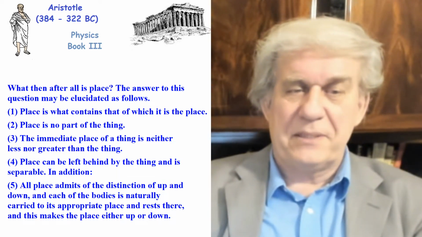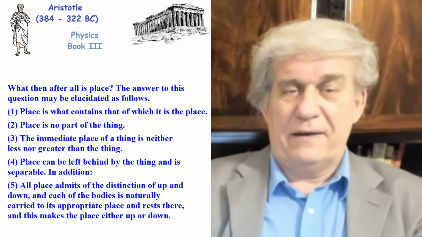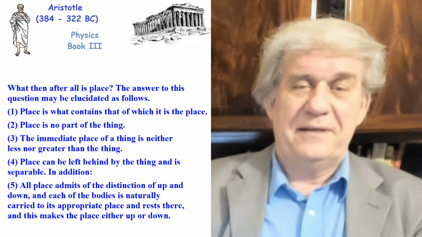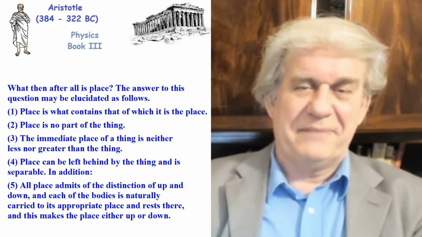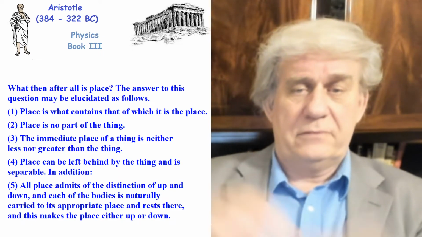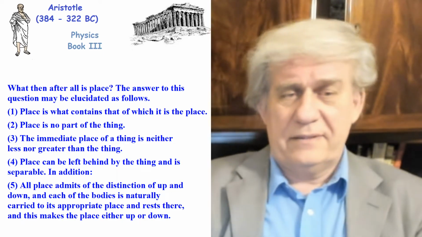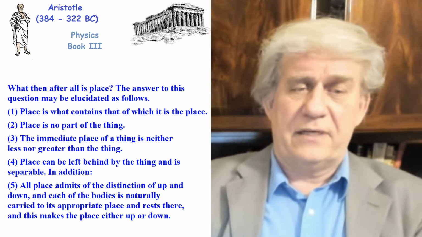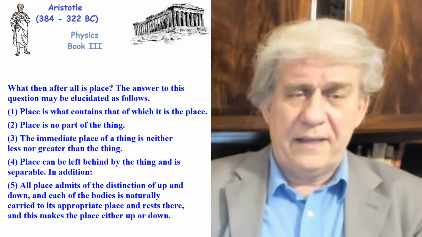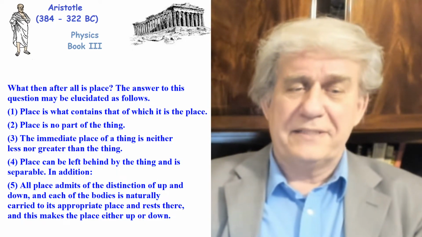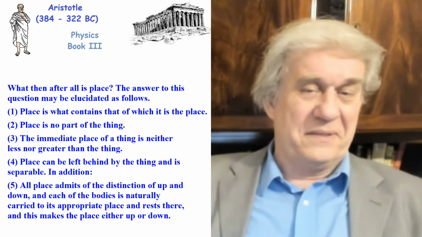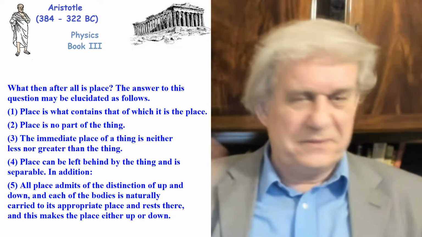The answer to this question may be elucidated as follows. He says place is what contains that of which it is the place. Place contains the something that's in the place. Place is no part of the thing. Two separate things, the thing and the place, right? The immediate place of a thing is neither less nor greater than the thing. So it's the same size, I guess. That's what he's saying. Place can be left behind by the thing and is separable. So again, you take the box, you leave a hole. So place is the hole, not the box. It's two different things.